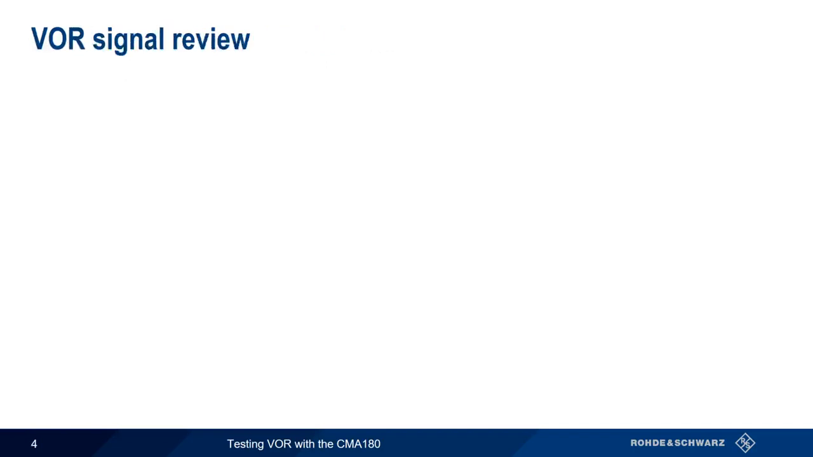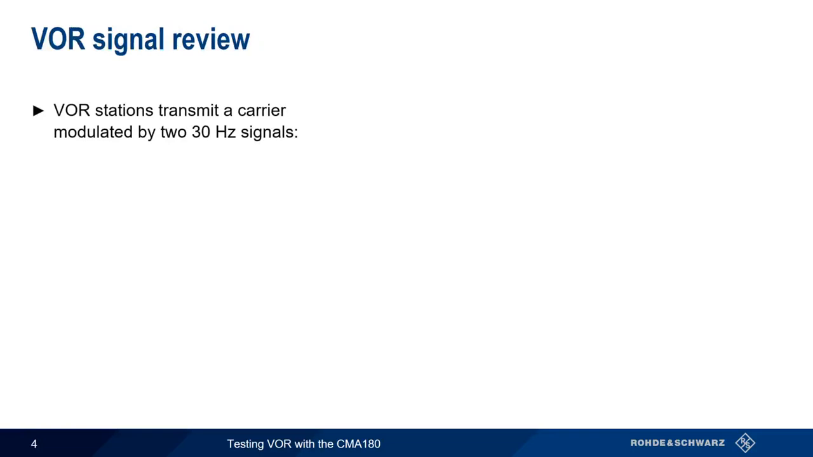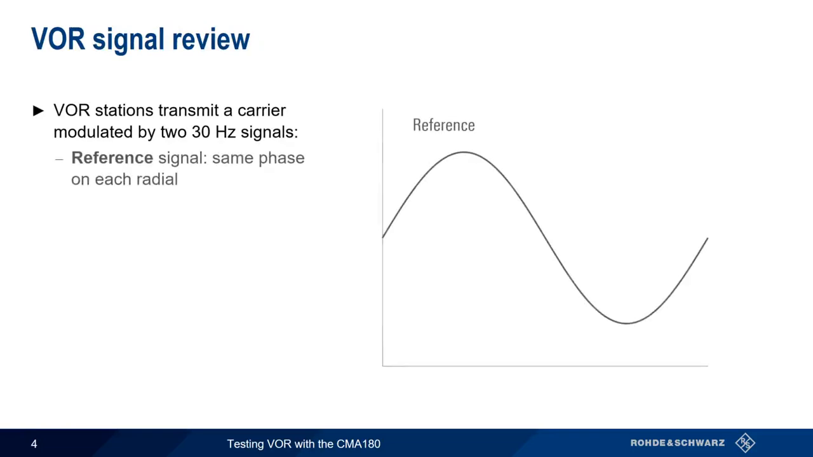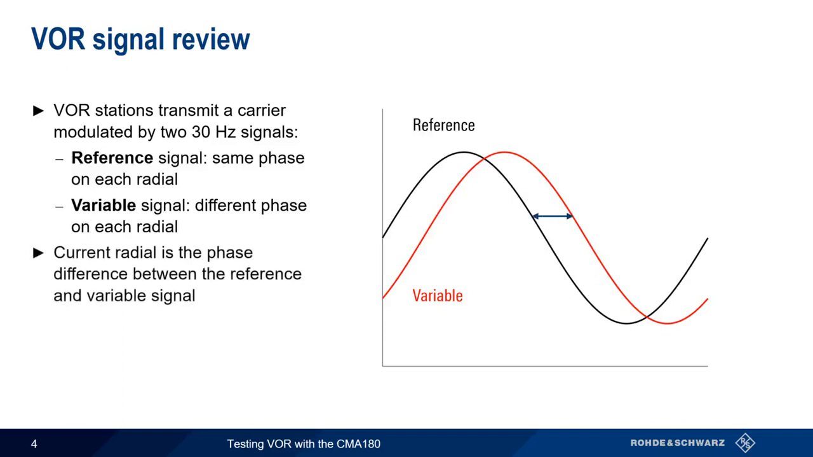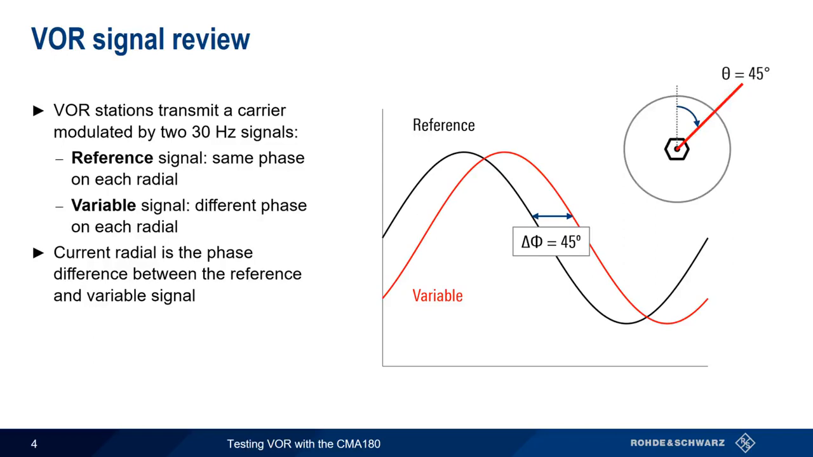Recall that VOR consists of a carrier that's modulated by two 30 Hz signals: the reference signal, which has the same phase regardless of which radial we're on, and the variable signal, whose phase is different on each radial. The current radial is the same as the phase difference between reference and variable signal. For example, if the phase difference between reference and variable is 45 degrees, this means we're on the 045 radial.